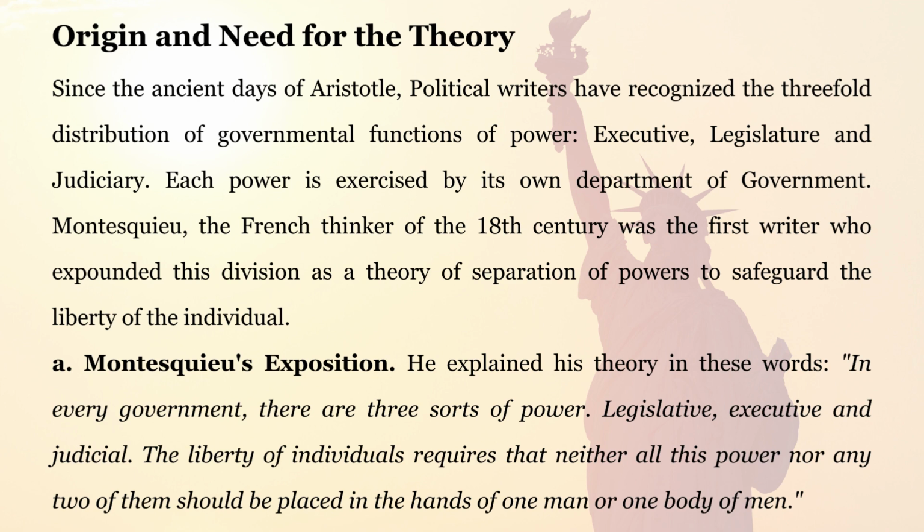A. Montesquieu's exposition. He explained his theory in these words: in every government, there are three sorts of power: legislative, executive and judicial. The liberty of individuals requires that neither all this power nor any two of them should be placed in the hands of one man nor one body of men.